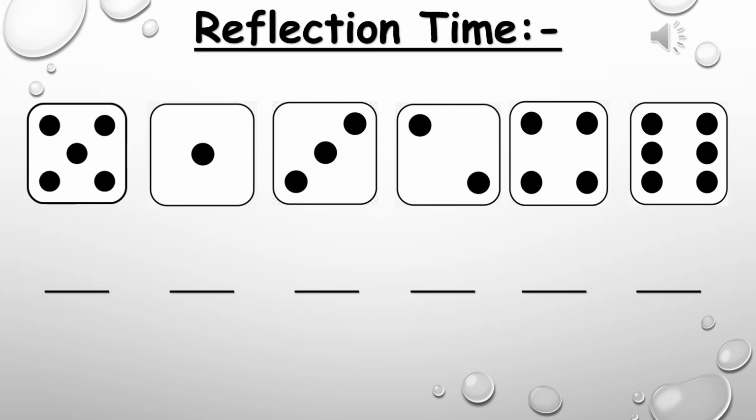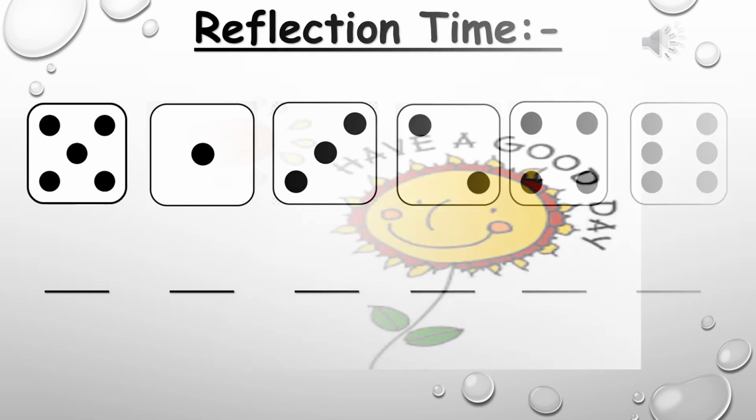It's reflection time. As you can see, there are many dice here. You need to identify the dots and write each number. Make sure you don't count the dots but estimate or guess the number from your mind like mental maths. Now, I'm sure you are excellent with the dice. Good job, children. Well done.